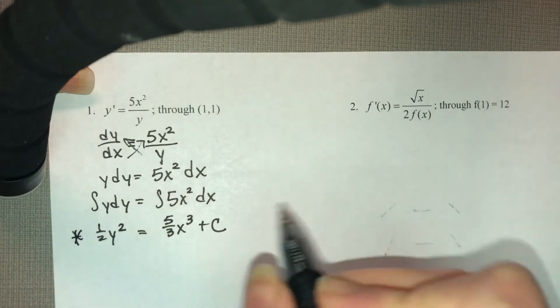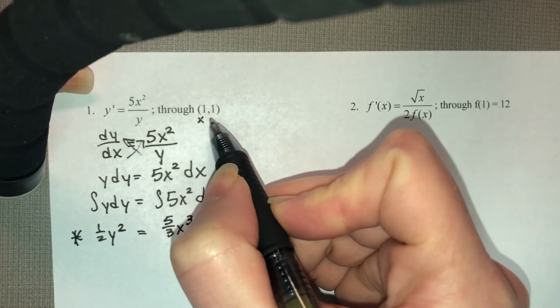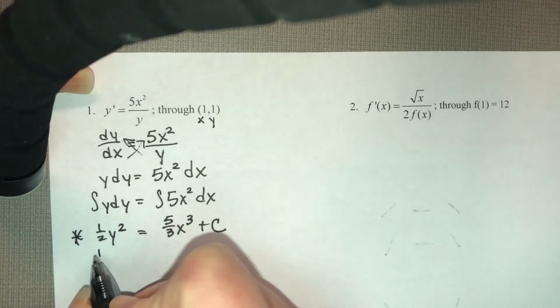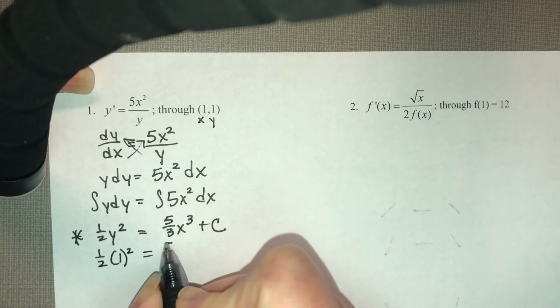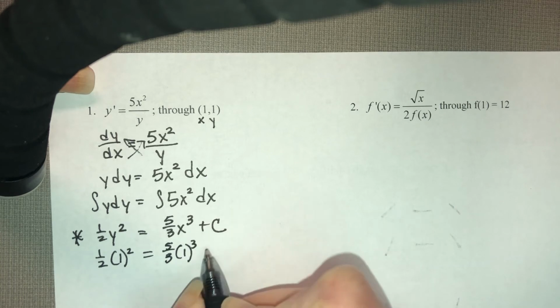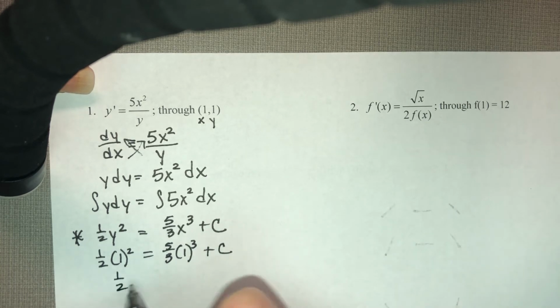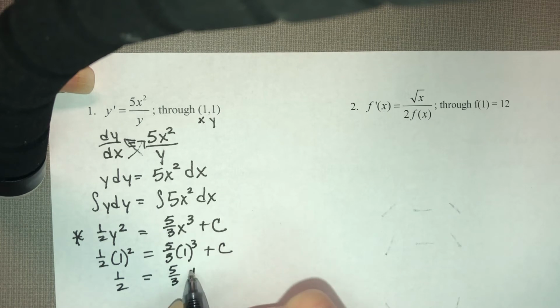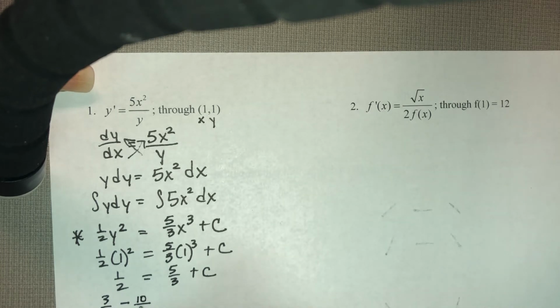I'm going to put a star by this because I'm going to sub in x of 1 and y of 1 now to solve for c. 1/2 times 1 squared equals 5/3 times 1 cubed plus c. So this is 1/2 equals 5/3 plus c. I'm going to subtract 5/3 from both sides, but I'm going to need a common denominator. So let's call the 1/2 3/6 minus 5/3 would be 10/6. And when you subtract, you're going to get -7/6 for c.